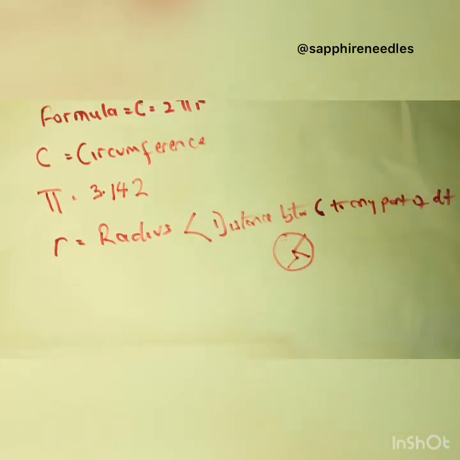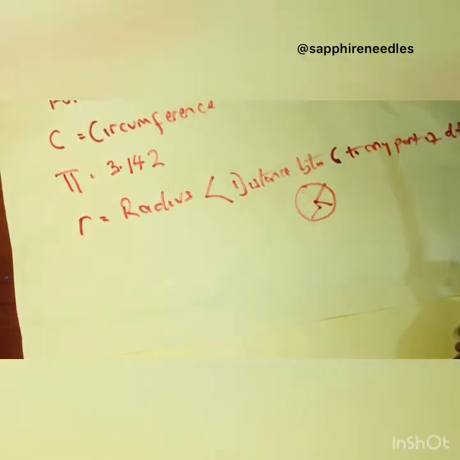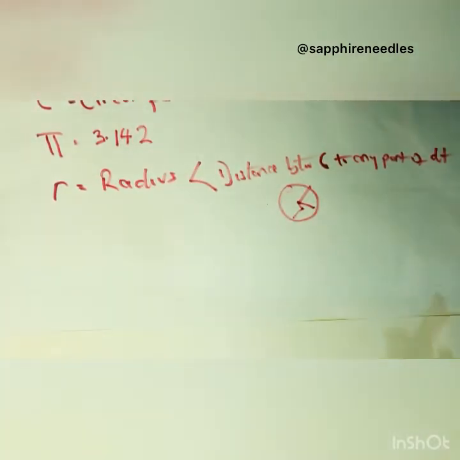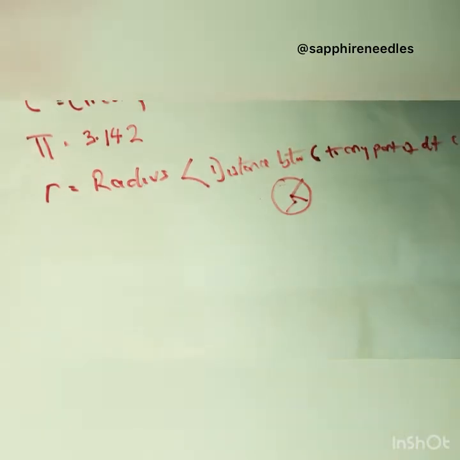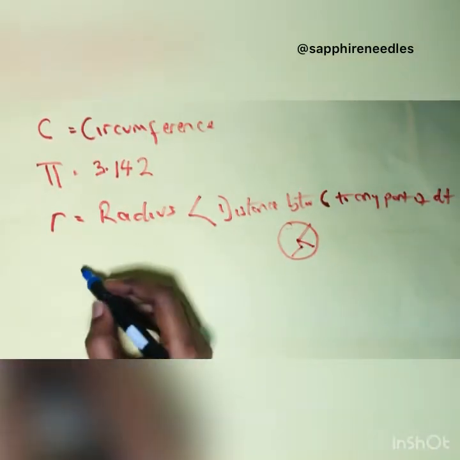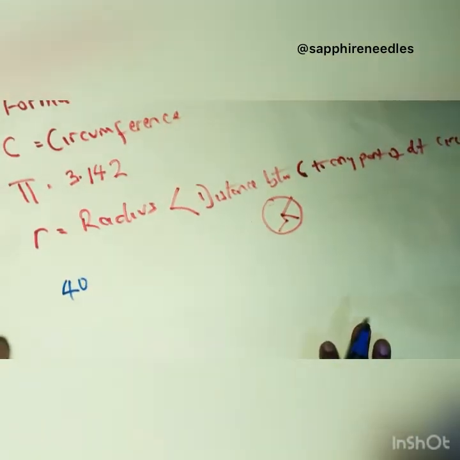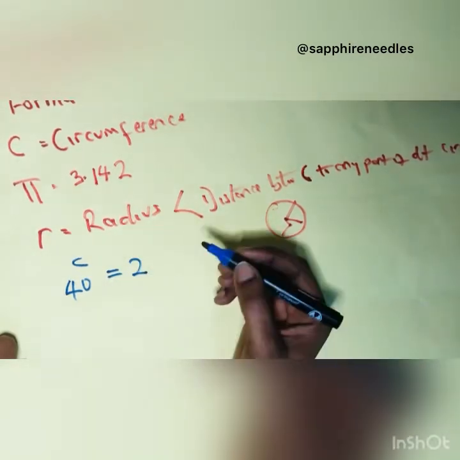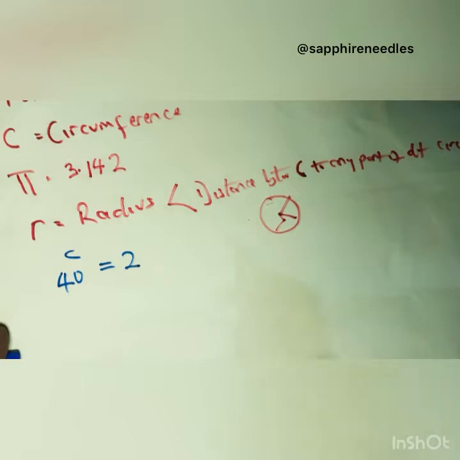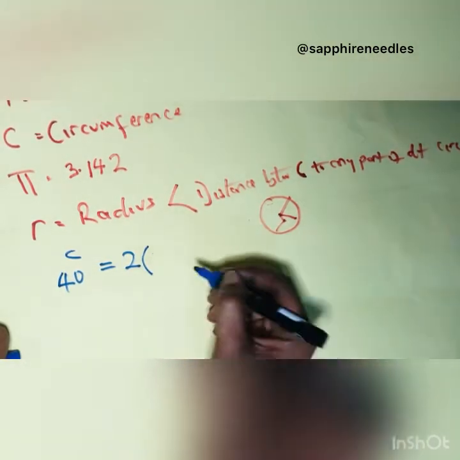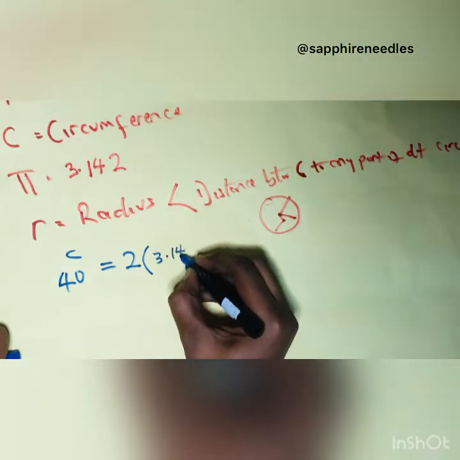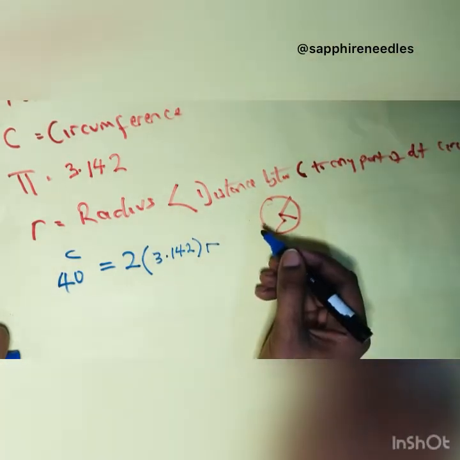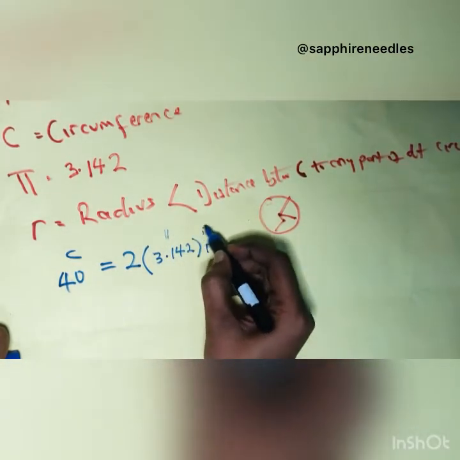So let's assume the circumference is, so now let's do a calculation. Let's assume the waist circumference is 40. So now we'll say circumference 40, circumference equals 2 pi, pi is 3.142, open brackets, 3.142, closing the bracket, and then r. Do you understand? 2 pi r.